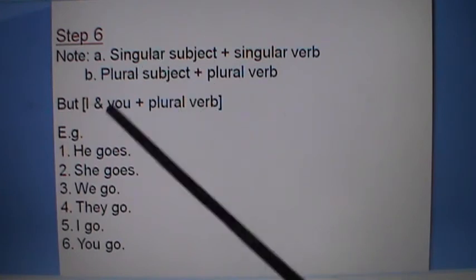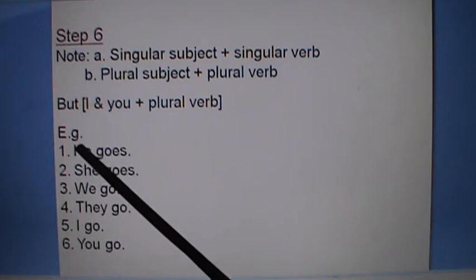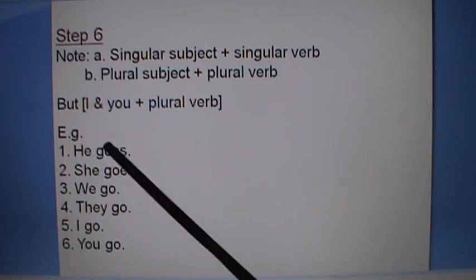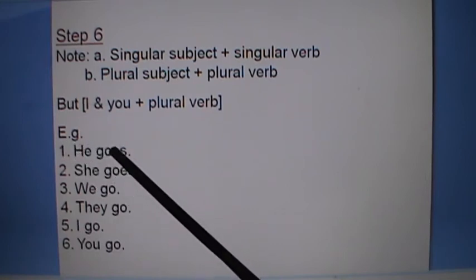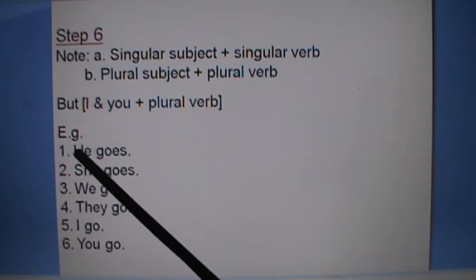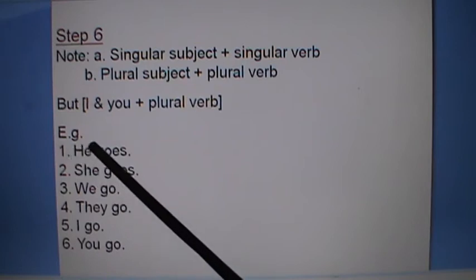So singular means, suppose, he. We know this in pronouns; we have learned this is singular. Goes, that is verb 5, this is singular, we have learned. So he takes goes, he never takes go. So while speaking you have to say he goes, don't say he go.